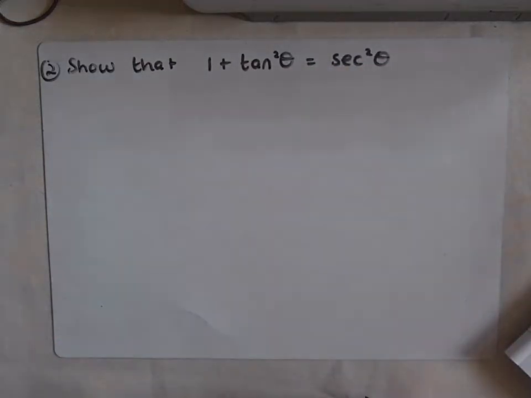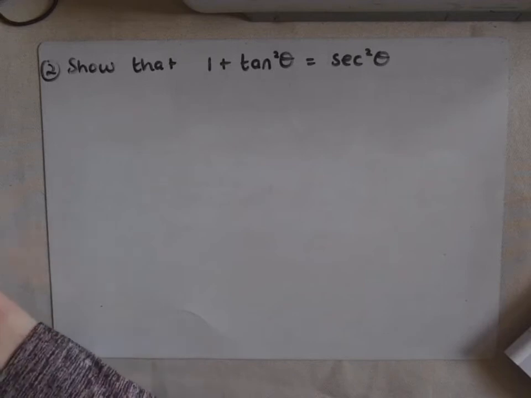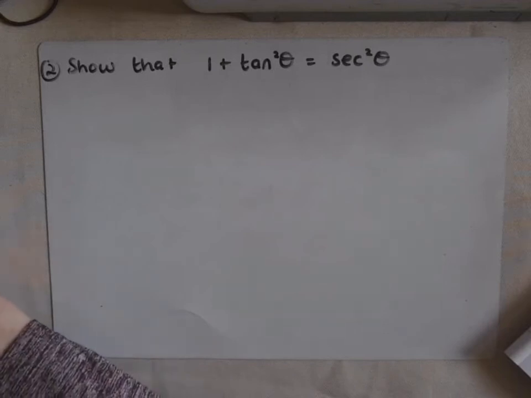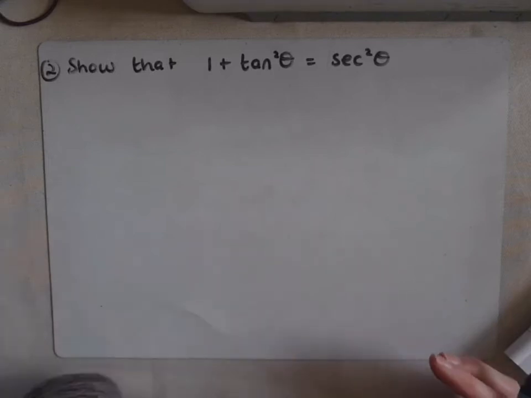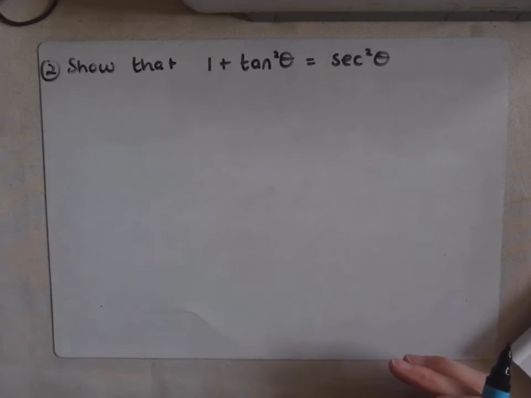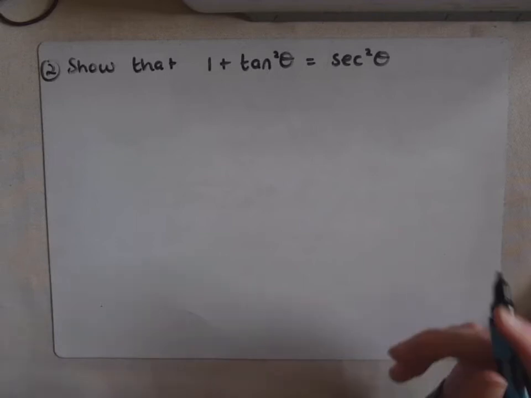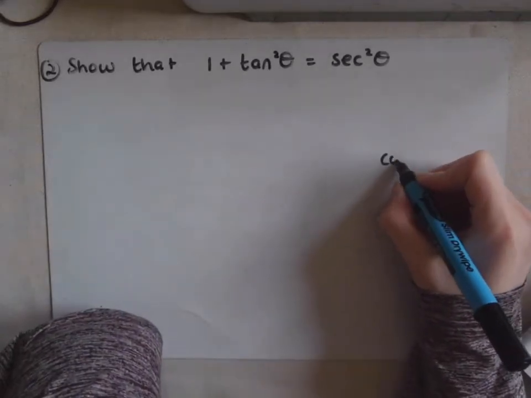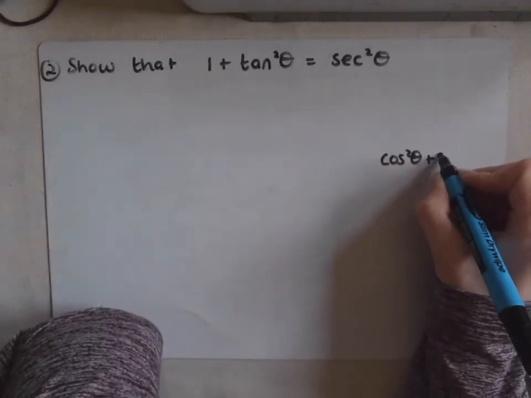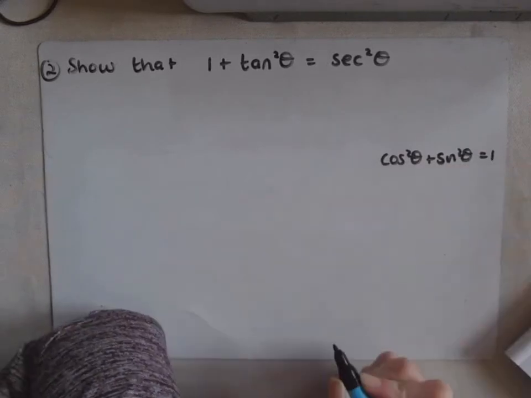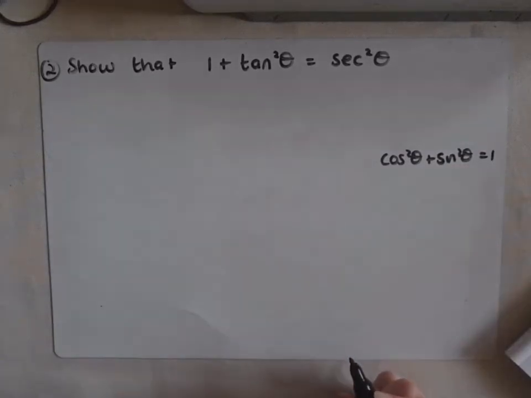Show that 1 plus tan squared theta equals sec squared theta. Now, what we're going to use here is our identity that we just proved a second ago. What we proved a second ago was cos squared theta plus sine squared theta is 1.